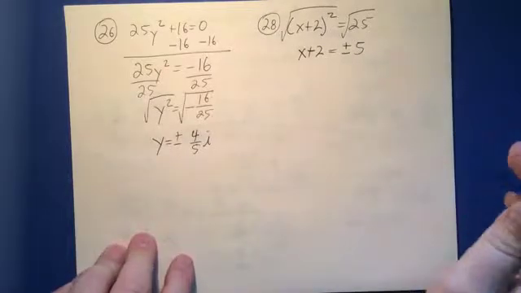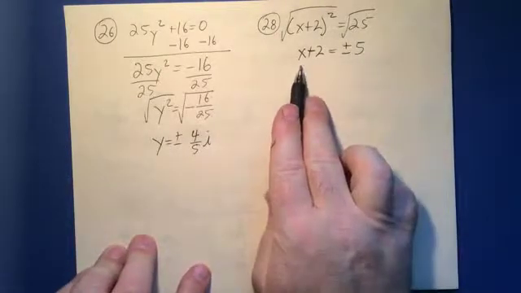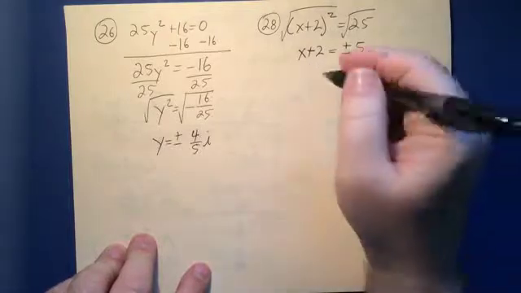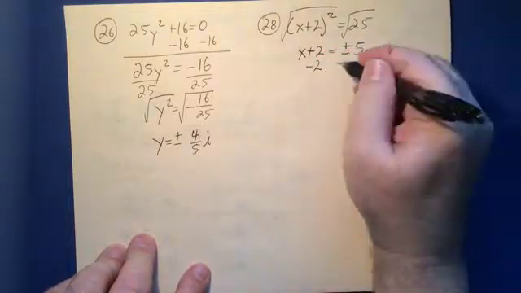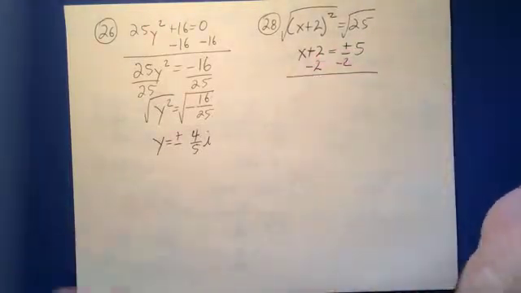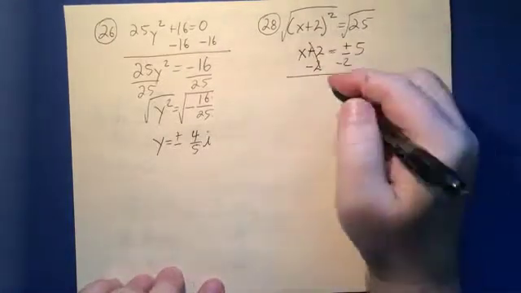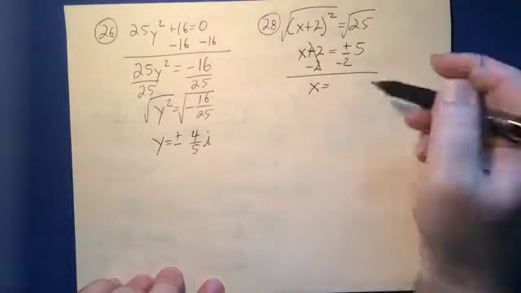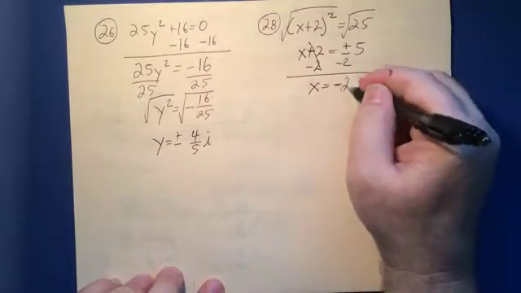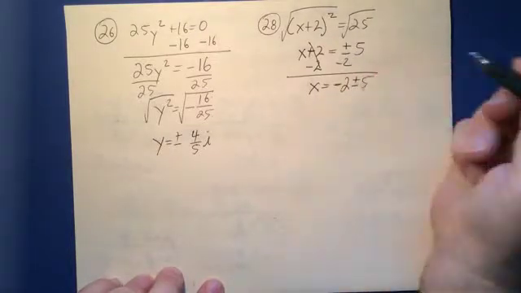Let's take a look a little further at what happens. I want to get x by itself, but I still have a plus 2 here. So I need to subtract 2 from both sides. Watch the notation on this and pay close attention. These are going to reduce, leaving me with just x. This is going to be written as negative 2 plus or minus 5.